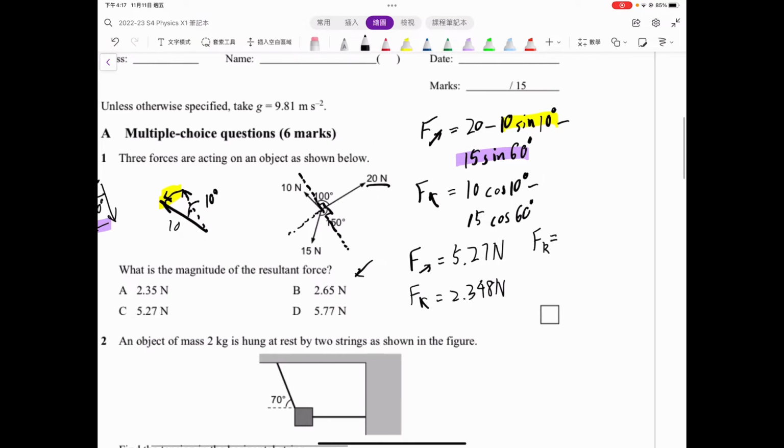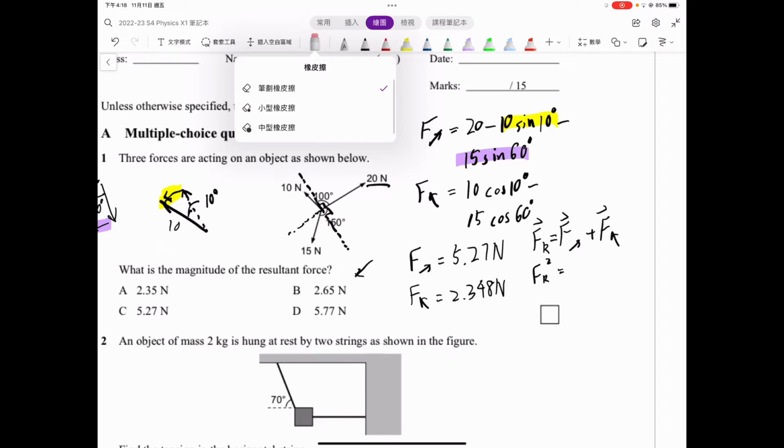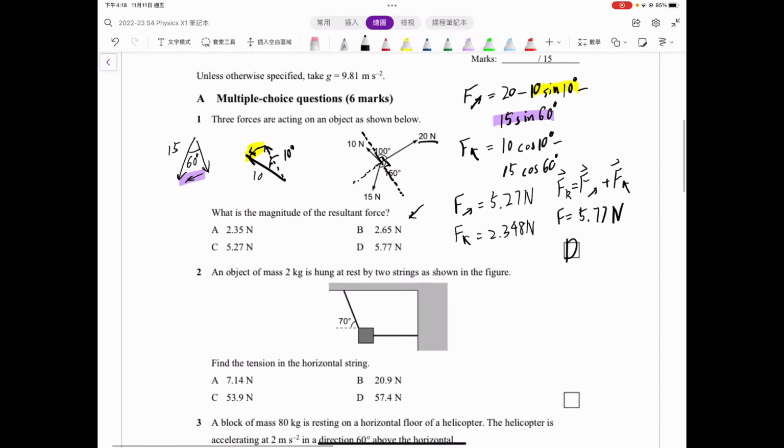The resultant force is equal to these two forces acting together, right? So for the vector sum, it would be the sum of the squares. Then the answer would be 5.77 Newton. So the answer is D. This is a little bit complex, but I think some of you are still able to deal with this.